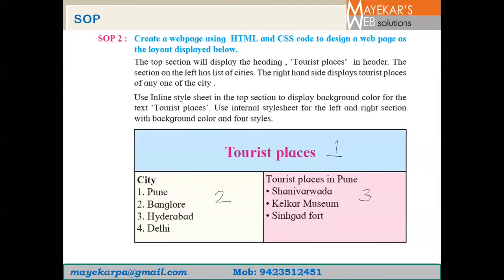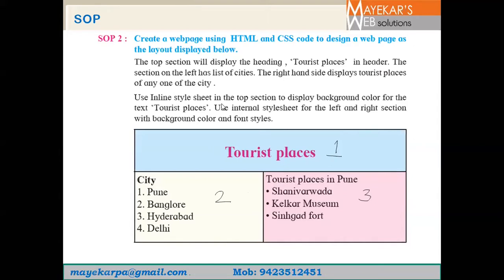Now we will go on to the next paragraph. Here we have created the first section for the heading. The second section we want to create for the list of cities, and the third section we have to create for different tourist places in Pune. Now this first paragraph we have completed. Now we'll go on to the second paragraph.